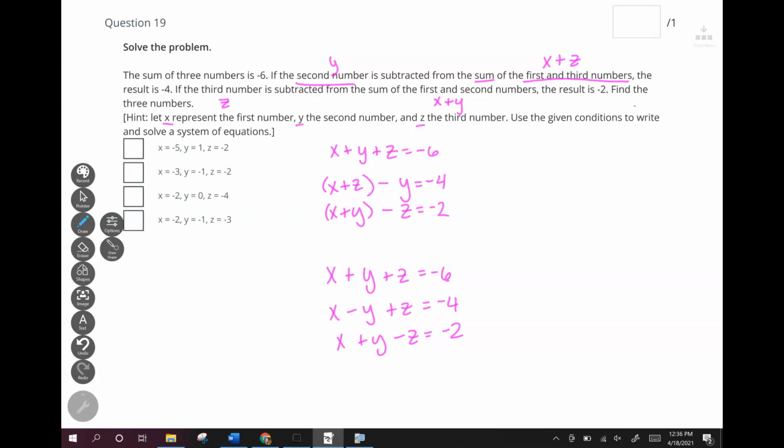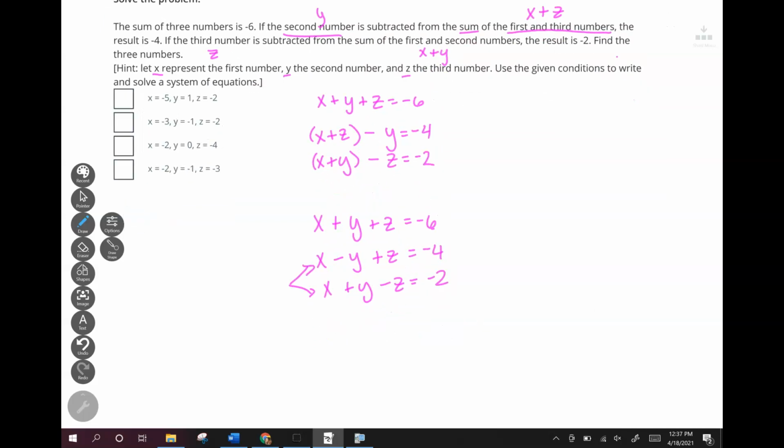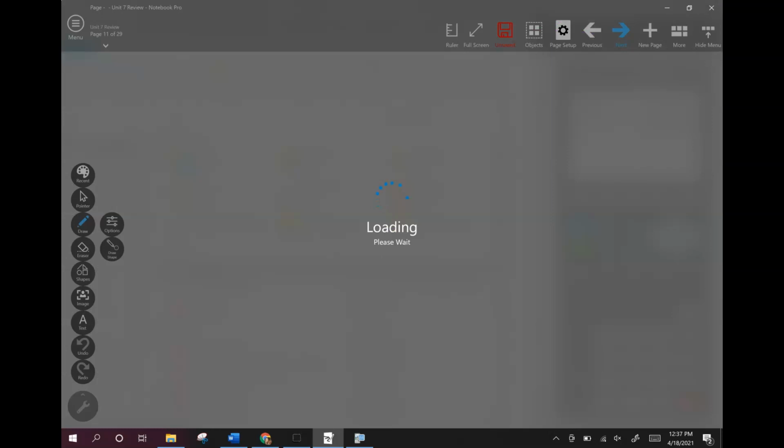Notice that you already have a lot of coefficients that are the same with opposite signs. I think these two would be a good place to start because you already have two variables that would eliminate immediately. The y and the z are going to cancel if you add those two equations, so maybe start there. All right, let's move on to the next page.